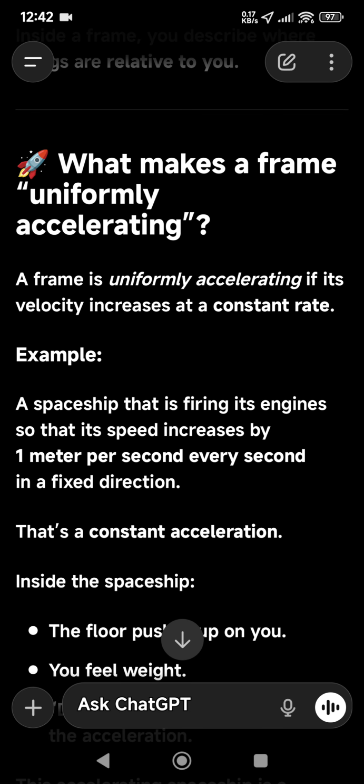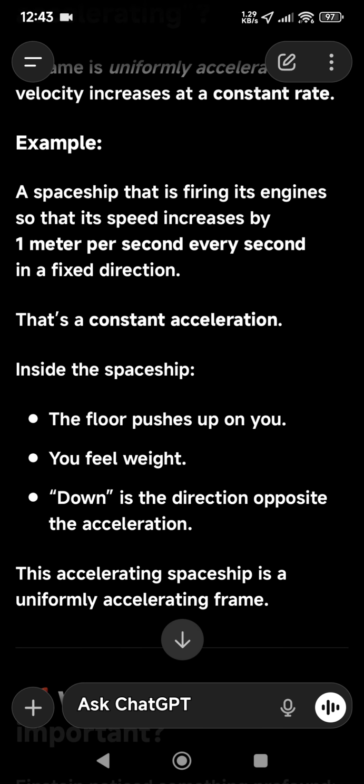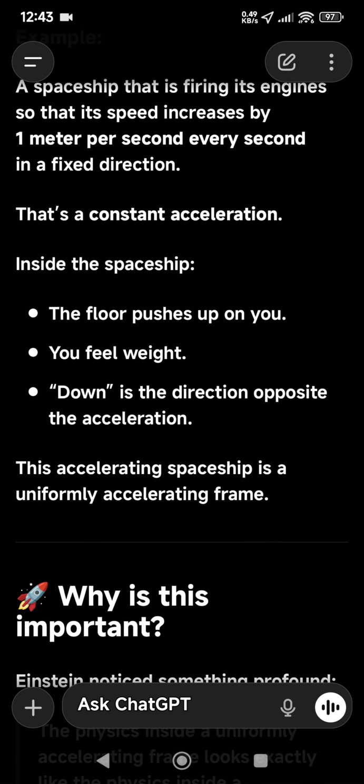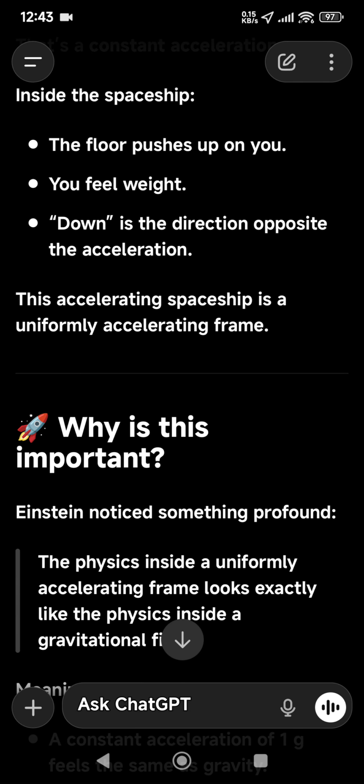What makes a frame uniformly accelerating? A frame is uniformly accelerating if its velocity increases at a constant rate. Example, a spaceship that is firing its engines so that its speed increases by 1 meter per second every second in a fixed direction. That's a constant acceleration inside the spaceship. The floor pushes up on you, you feel weight, down is the direction opposite the acceleration. This accelerating spaceship is a uniformly accelerating frame.